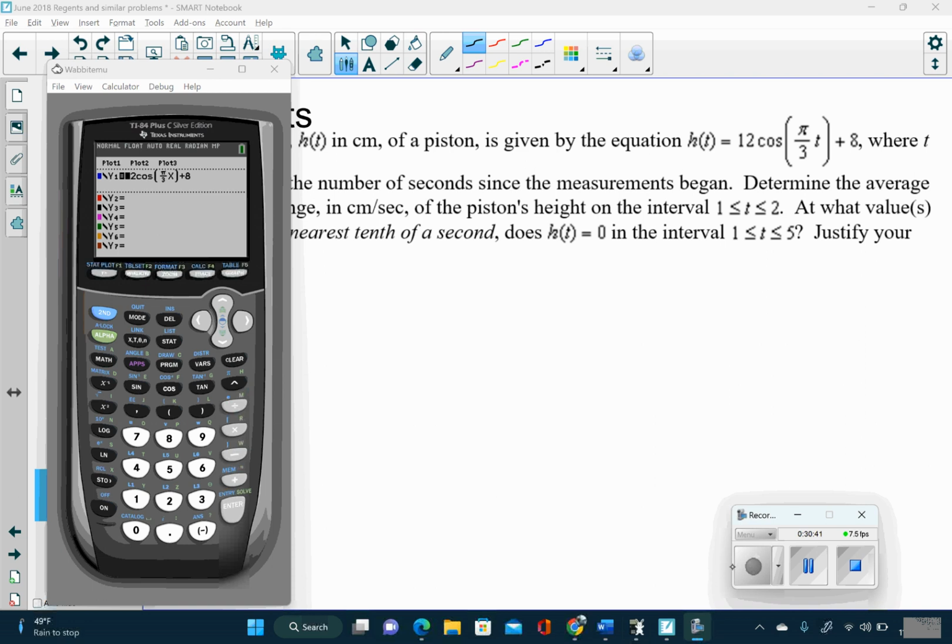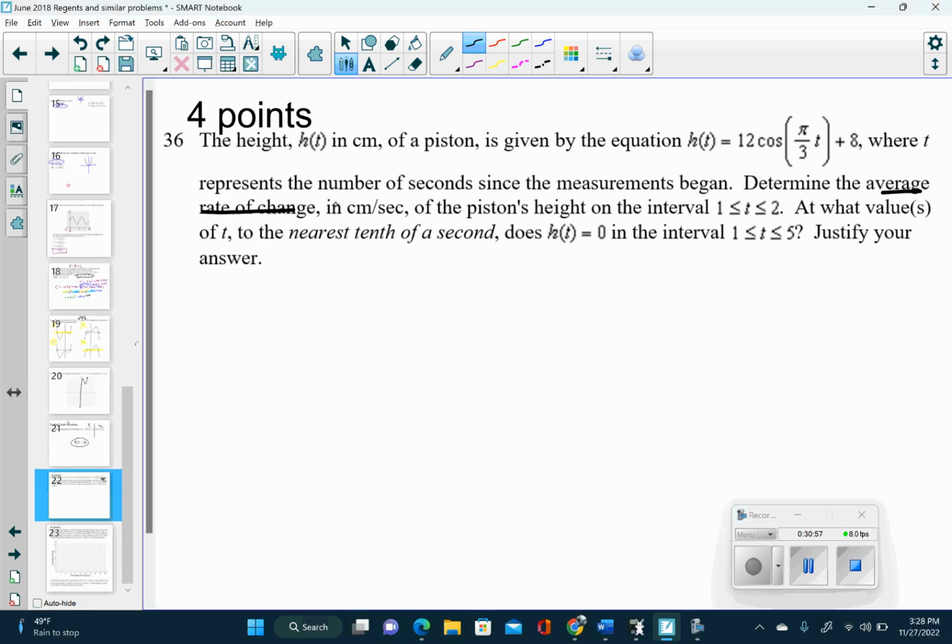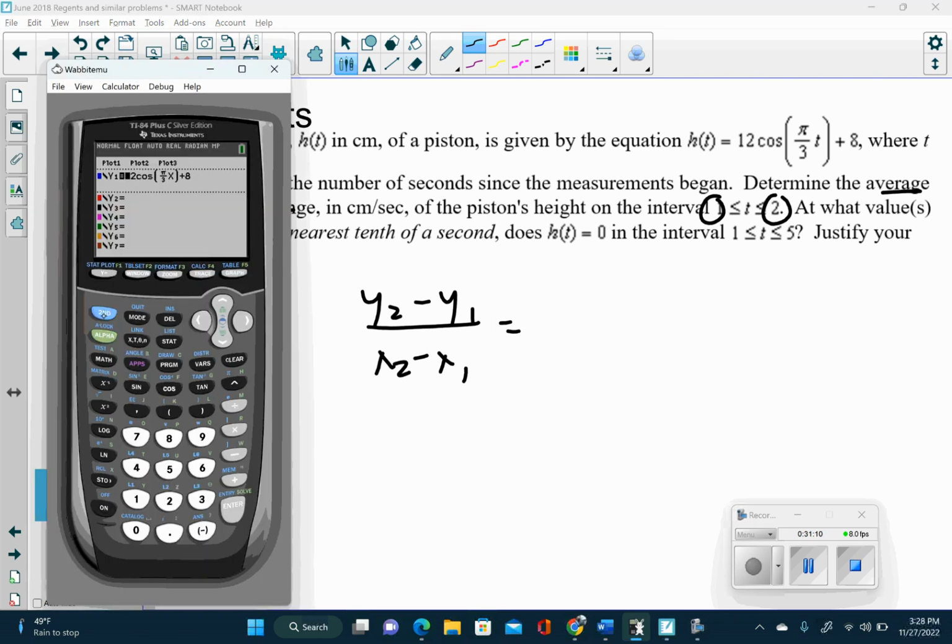All right. First thing I did is I went ahead and graphed or plugged in my function, which is 12 cos, cos is right here, pi over 3 x close parentheses plus 8. And then I'm looking for the average rate of change. As soon as I see average rate of change, y2 minus y1 over x2 minus x1 should come into mind. This is for 2 points. So I'm looking at the numbers from 1 to 2. So if I go here, go to my calculator, go to second graph.